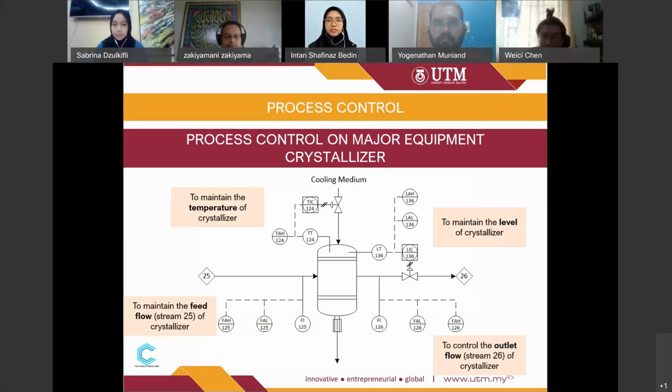And then we have the level of the crystallizer. We will control the flow rate of the outlet stream in order to achieve the desired level of the crystallizer. And then we have the flow indicator for inlet stream and also the outlet stream. They are also installed together with the alarm. So when the flow of the outlet stream and the inlet stream is below or above the set point, the alarm will be activated and the operator will be notified that there's a pipe leakage or pipe blockage. Next.